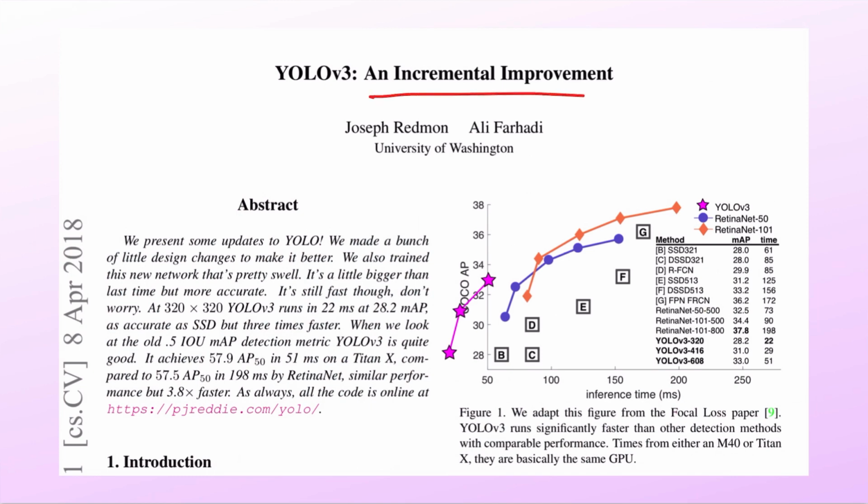As stated here, it is only an incremental improvement. On a higher level, it has a better feature extractor or backbone, which is called DarkNet-53, and it has shortcut connections, residual blocks, as well as leaky ReLU. So they have actually combined various techniques from the previous papers. Let's dive into it for a more detailed understanding.